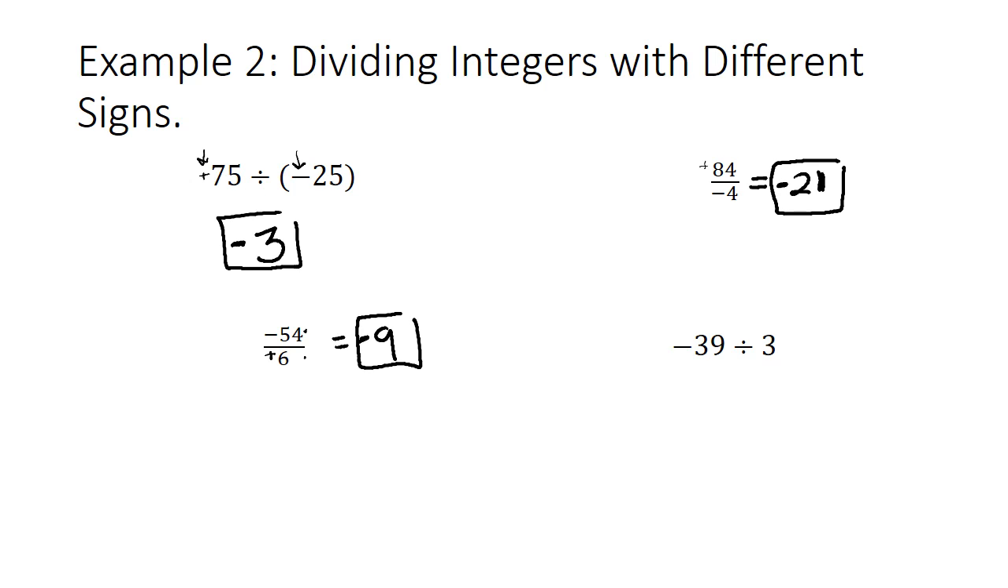And finally, here we have negative 39 divided by 3. So when we're looking at negative 39 divided by 3, we know 3 goes into 3 one time, 3 goes into 9 3 times, which means our answer is going to be 13. So 39 divided by 3 is 13, but we have a negative divided by a positive, which means our answer has got to be negative. So my answer is going to be negative 13.